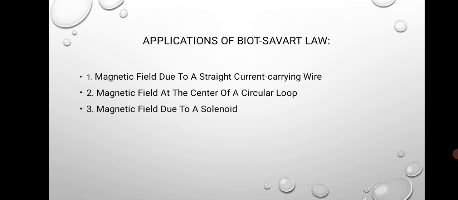B equals mu naught by 4 pi, I into 2, then B equals mu naught I divided by 2 pi r. Here the value of B is the same for all points at the same distance from the long straight conductor. Thus the lines of magnetic field are circles concentric with the wire and lying in planes perpendicular to it.